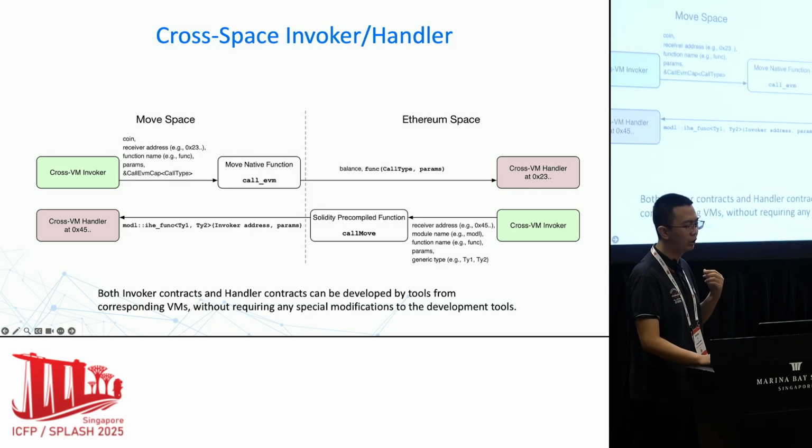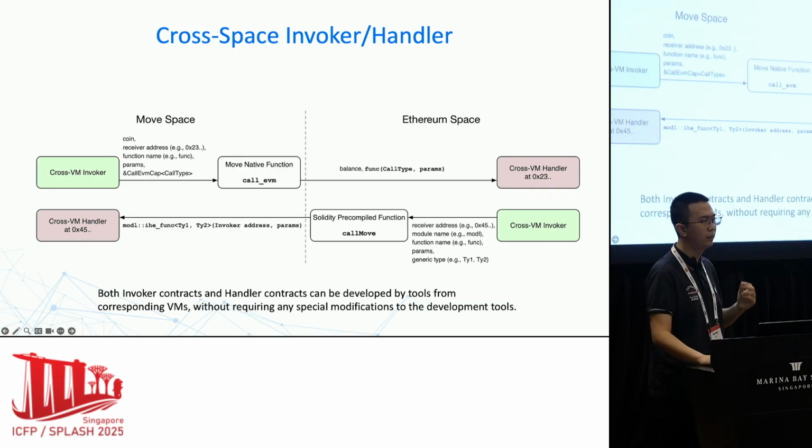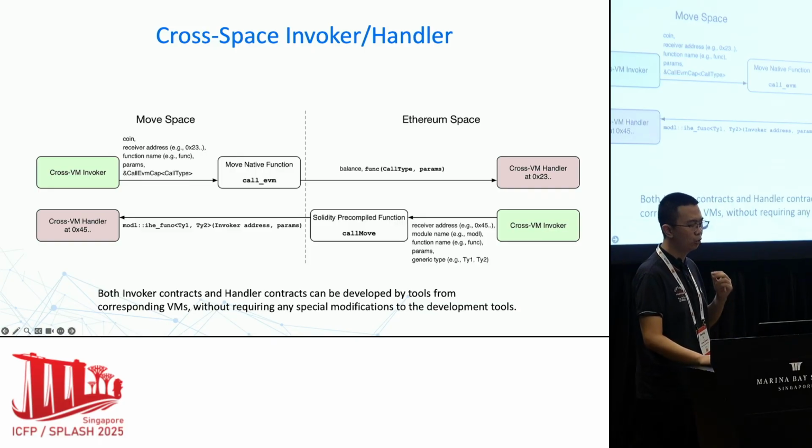when the developer wants to define their own logic for the cross-space interaction, they will deploy an invoker contract in a home space and deploy a handler contract in another space. So the invoke contract will call the system API, and the system API will translate this call into a format of another language, another virtual machine, and call that handler.